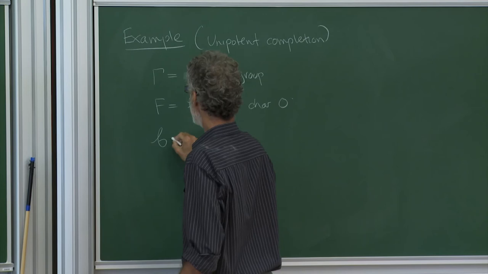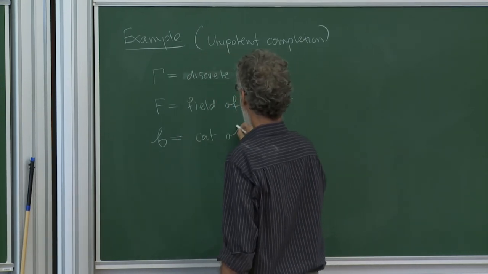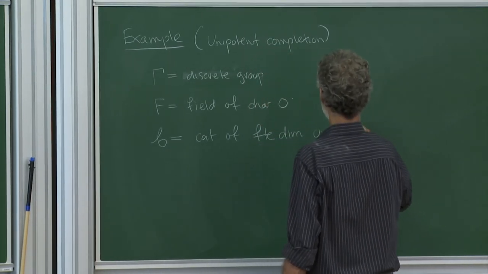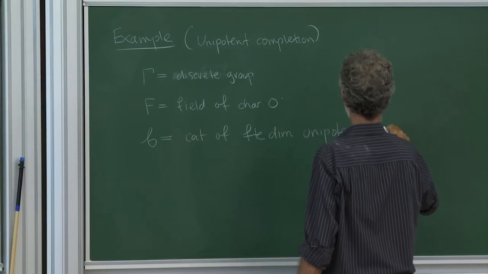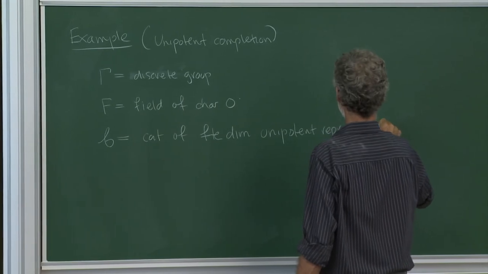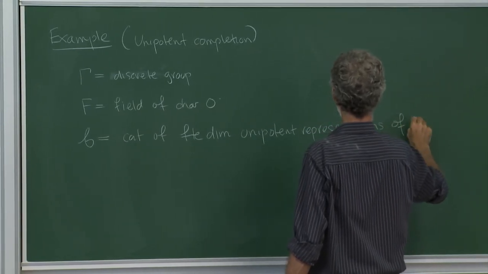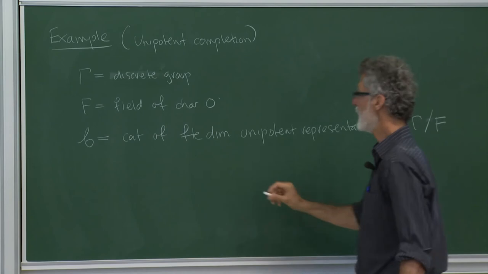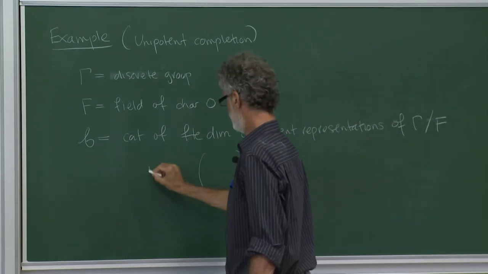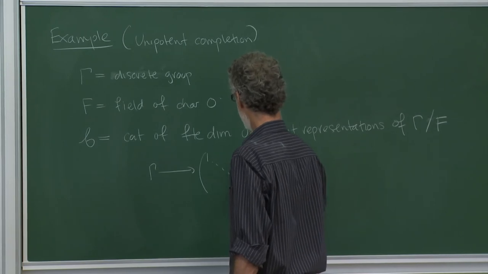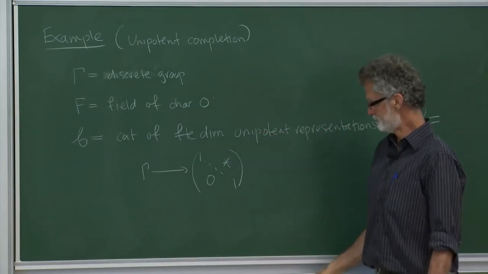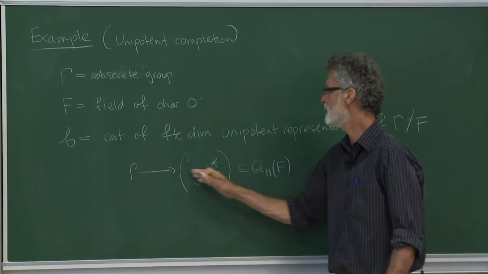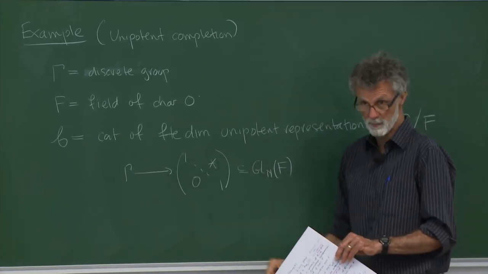And in this case, we're going to take C to be the category of finite dimensional unipotent representations of gamma, and these are all defined over F. So there's two ways to say what a unipotent representation is. It's a homomorphism of gamma, so this will be contained in GL_n(F). One way to say it is, it's a representation that can be conjugated into unipotent matrices.